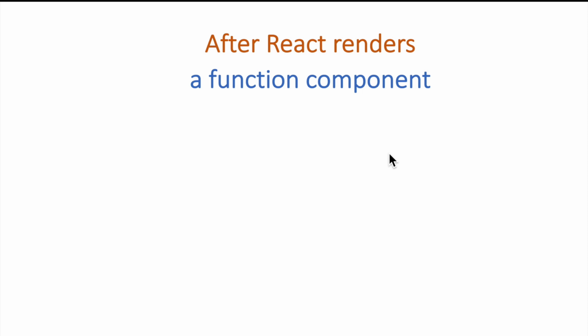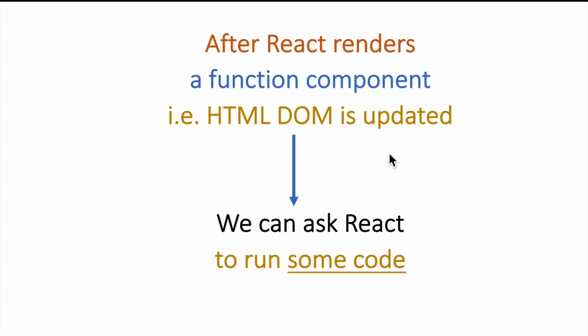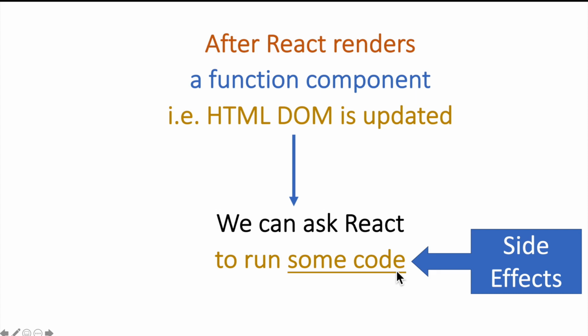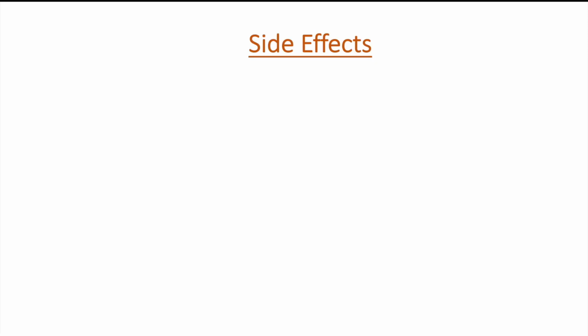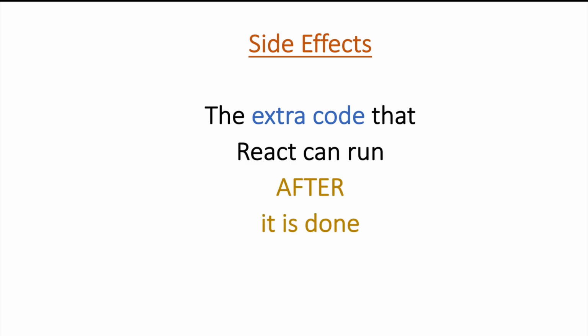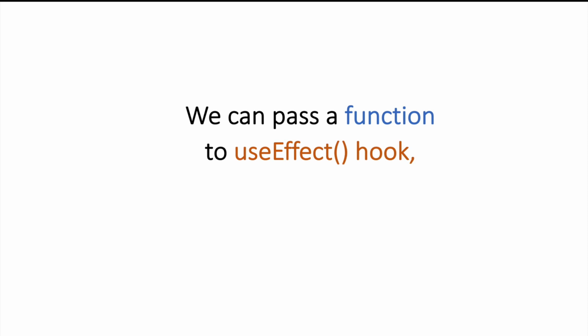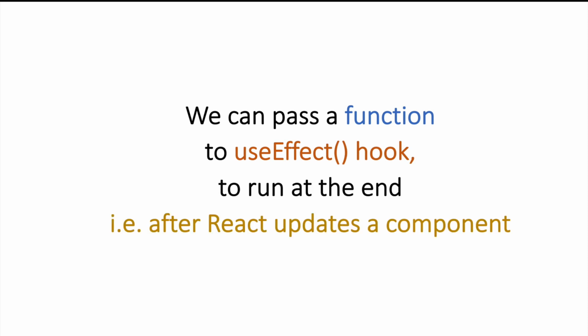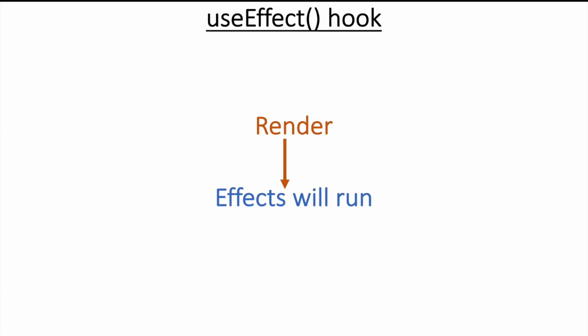After React renders a function component, that means after the HTML DOM is updated, we can ask React to run some code, and we usually call that code side effects, and we use the useEffect hook for side effects. Let me mention that once again. So side effects are the extra code that React can run after it is done updating the HTML DOM. We can pass a function to the useEffect hook to run at the end after React updates a component, and this function we will typically refer to as an effect. So the first point to remember about the useEffect hook is that after a component renders, the effects will run.